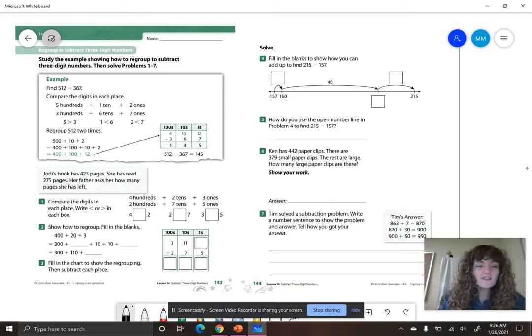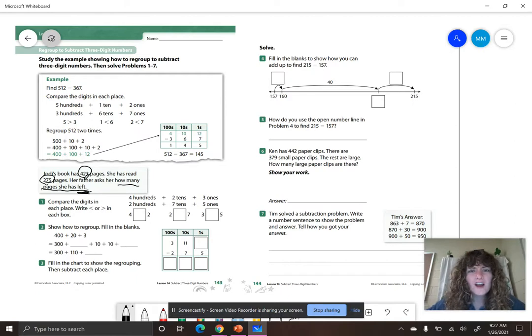Jody's book has 423 pages. She has read 275 pages. Her father asks how many pages she has left. Ooh, so that word left tells me that I'm adding. Yes, I'm going to put 423 and 275 together.